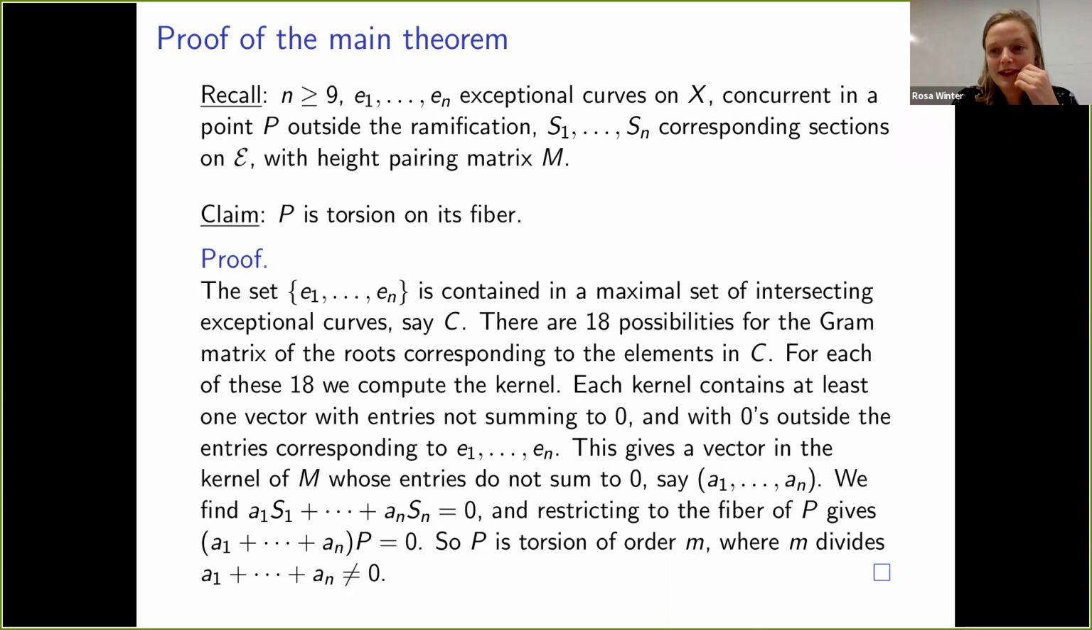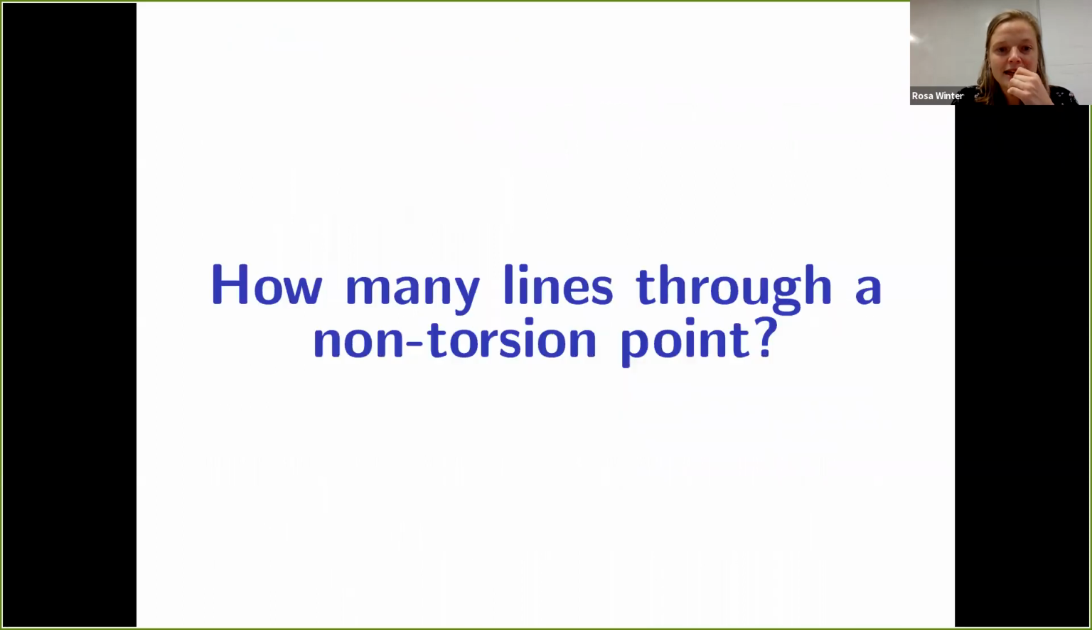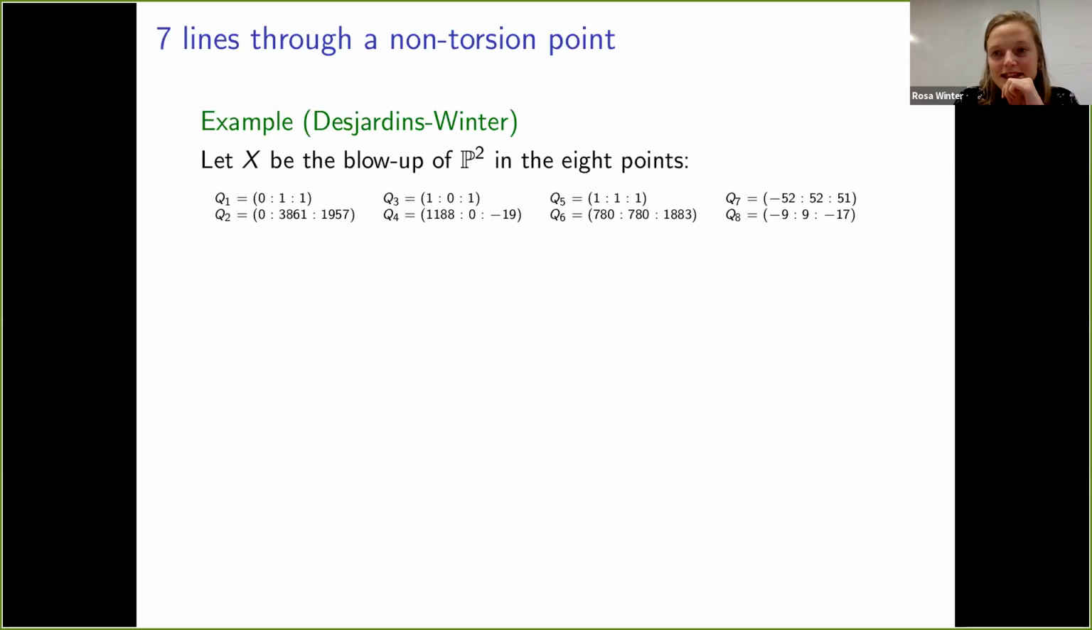Okay, but that proves the main theorem. And of course, the question is now, well, if at least 9 exceptional curves guarantee a torsion point, how many lines can go through a non-torsion point? And together with Julie Desjardins, we found an example of 7 lines through a non-torsion point.